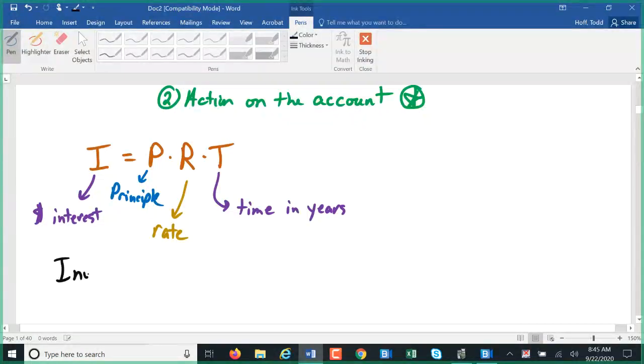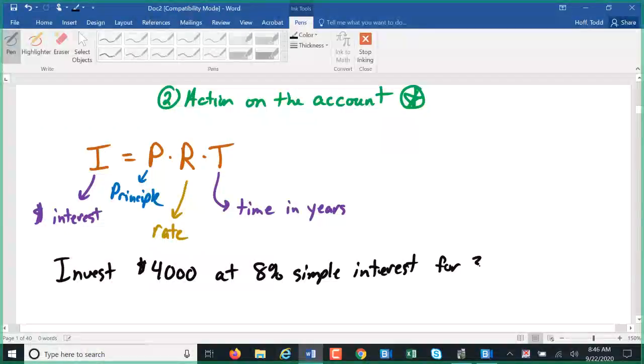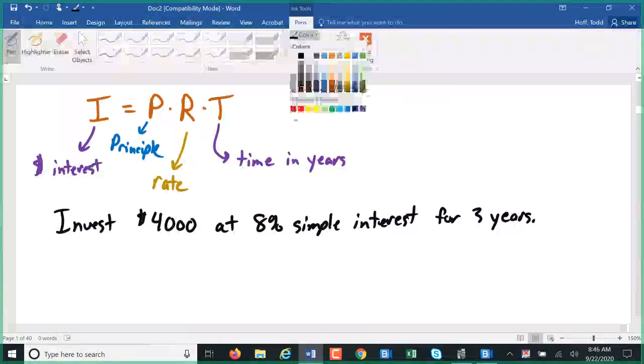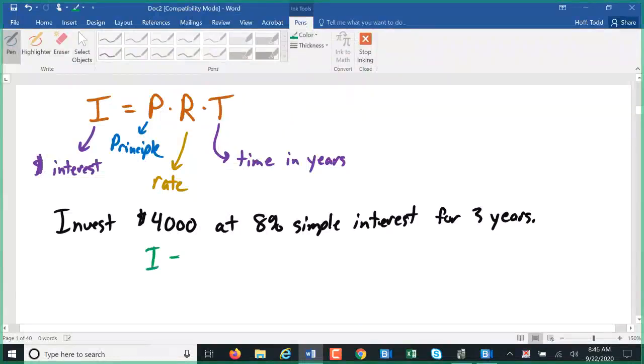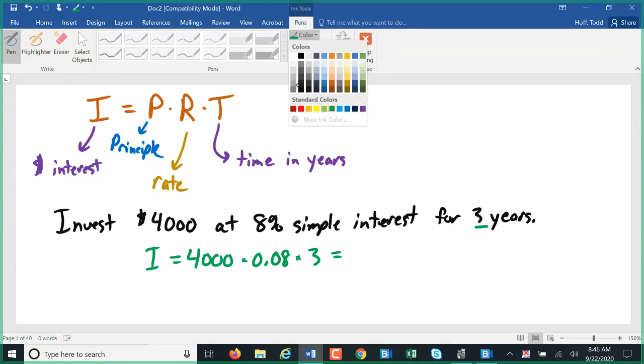So let's say we want to invest $4,000 at 8% simple interest for 3 years. The amount of interest earned here, I, is going to equal our principal of $4,000 times our rate, 8% as a decimal is 0.08, times our time of 3 years. That comes out to be $960.